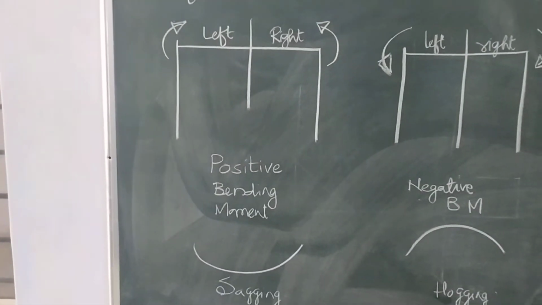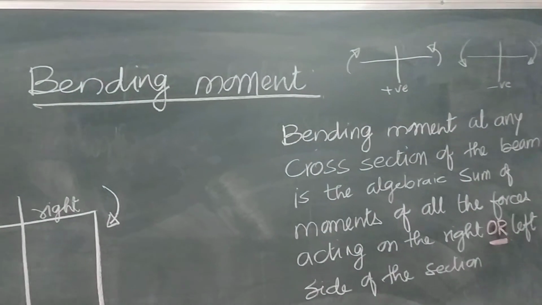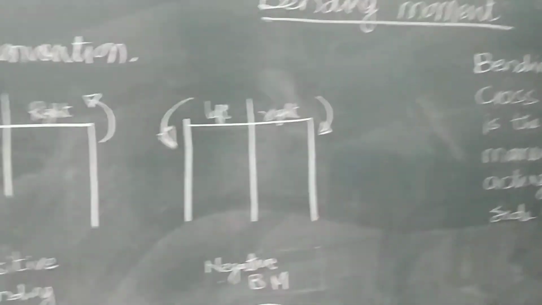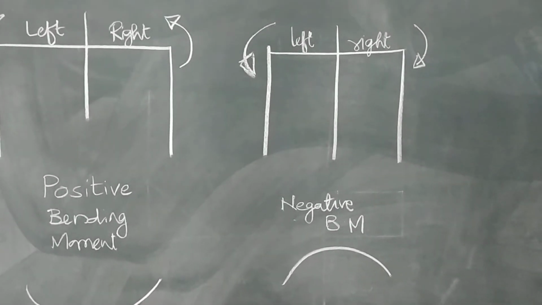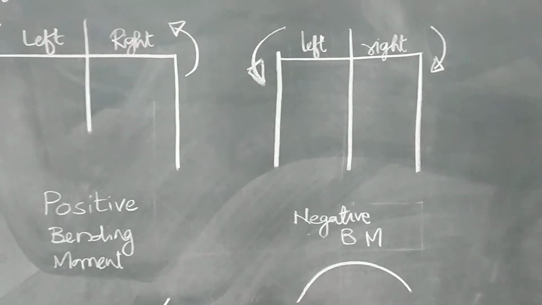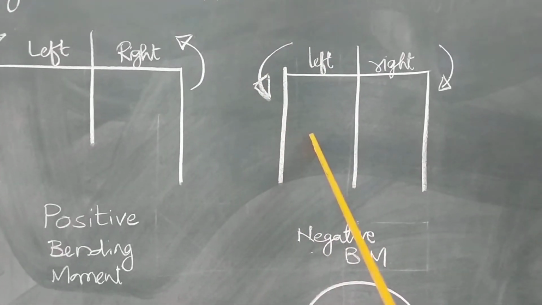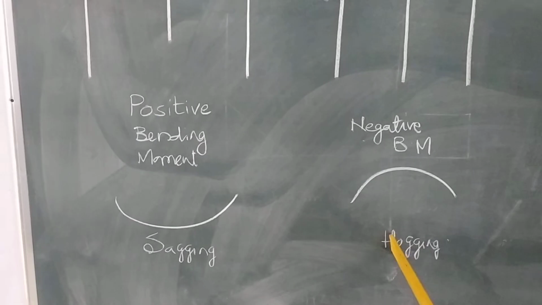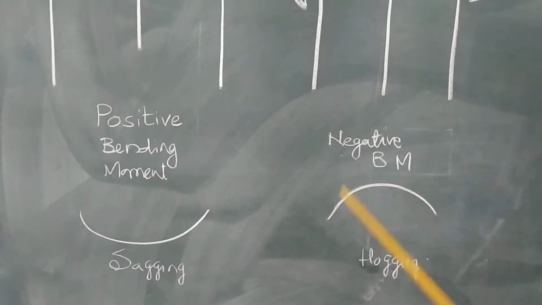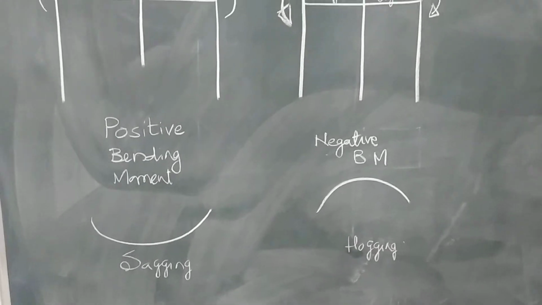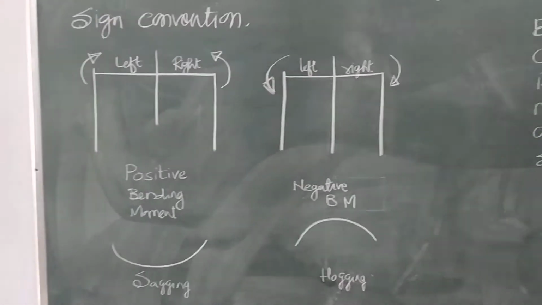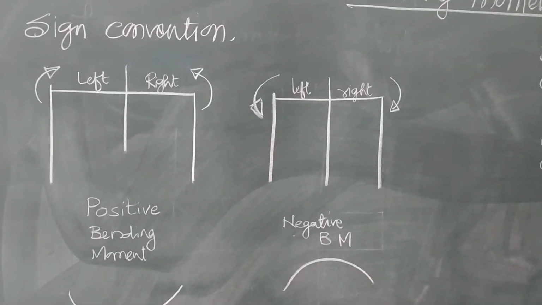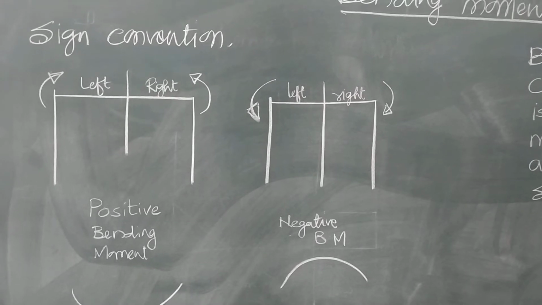Draw this diagram. I have written here the sign convention for the sake of our solution of numericals. If towards left is anti-clockwise or towards right is clockwise, then it is negative bending moment. It is called hogging. This will create this type of bending moment. Let us solve some numericals. While solving numericals, the idea will be clear about sign convention as well as bending moment.